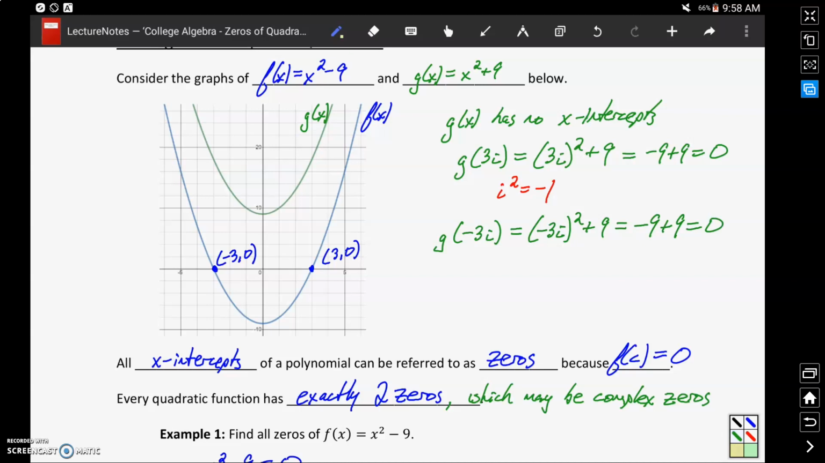This means we have two values, 3i and -3i. They give us function values of 0 whenever they're substituted in. So while g of x has no x-intercepts, g of x does have zeros at x equals 3i and -3i. Just like our function f of x had zeros at -3 and +3, the only difference here being in one case we have real solutions, and in the other case we have complex solutions.